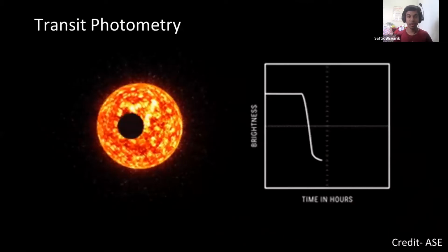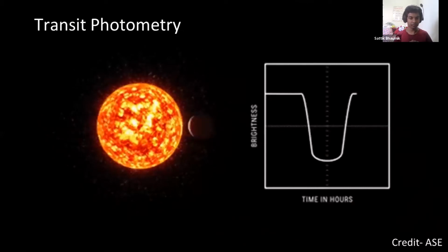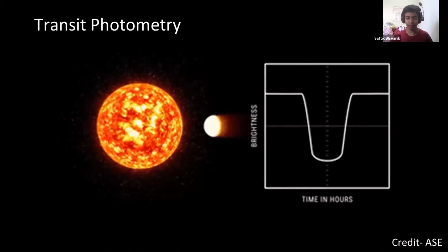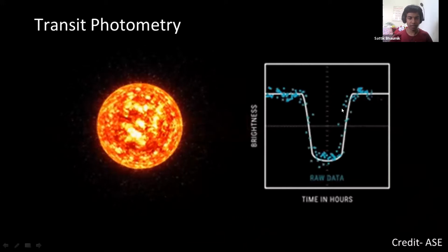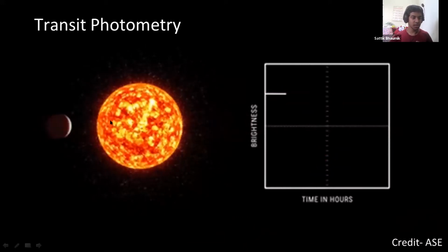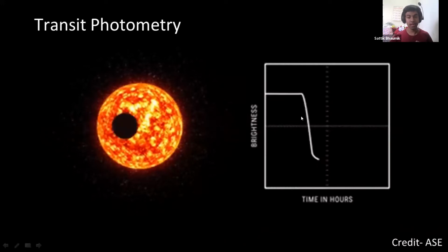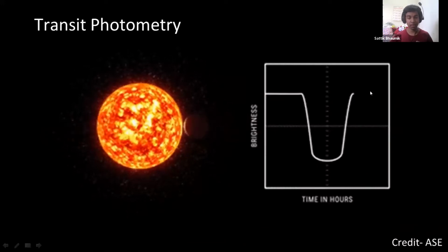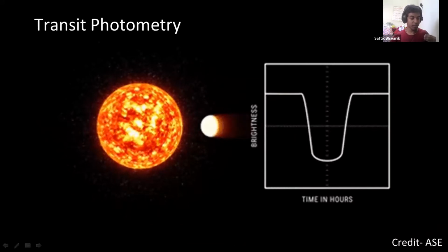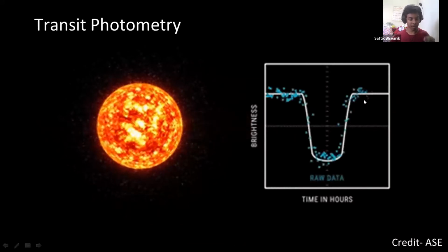So what happens is we record the brightness of the star over time, and we look for what we call periodic dips in the brightness. As you can see in the animation, as the planet passes in front of the star in our line of sight, there is a dip in the brightness. So we record these dips, we look whether they are periodic or not. If they are periodic, yes, there is an exoplanet.